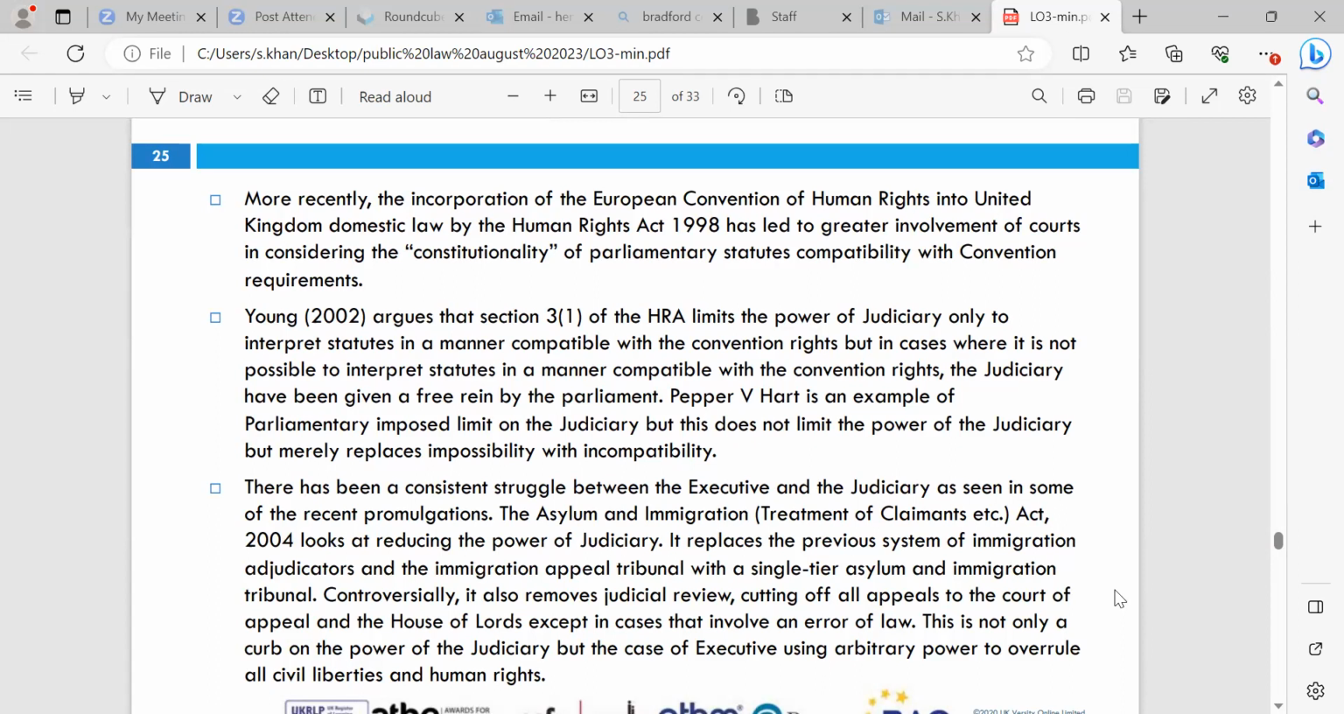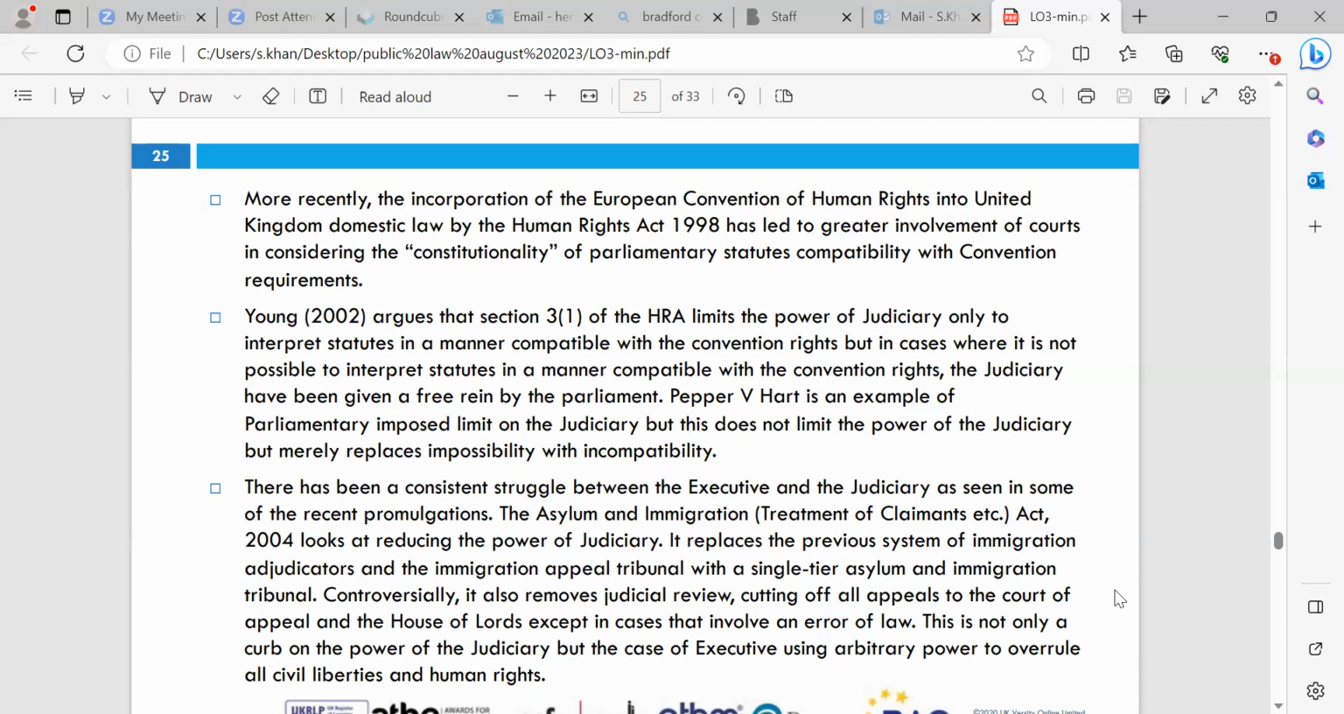More recently, the incorporation of the European Convention of Human Rights into UK domestic law by the Human Rights Act 1998 has led to greater involvement of courts in considering constitutionality of parliamentary statute compatibility with the convention requirements. Young 2000 argued, as we mentioned earlier, that Section 3 of the HRA limits the power of the judiciary only to interpret statutes in a manner compatible with the convention rights, but in cases where it's not possible, the judiciary have been given a free rein by the Parliament. Pepper and Hart, as we mentioned earlier, is a great example of a parliamentary imposed limit on the judiciary. There has been a consistent struggle between the executive and the judiciary, as seen in some of the recent promulgations.